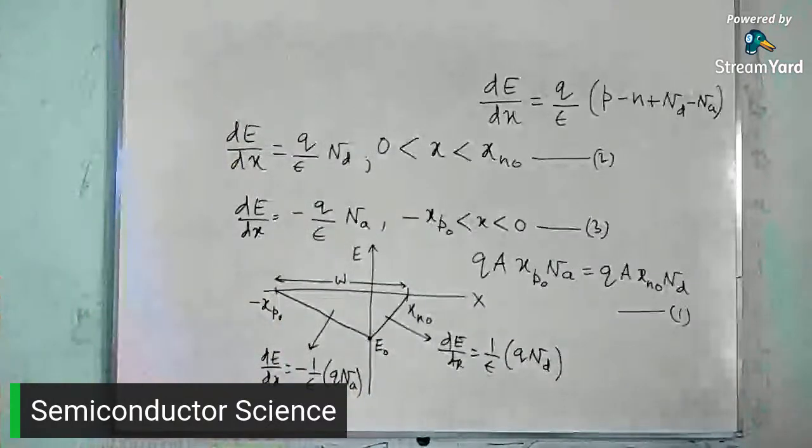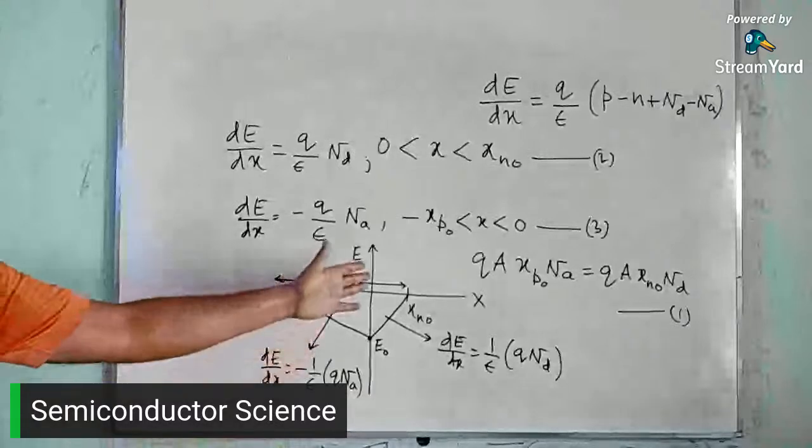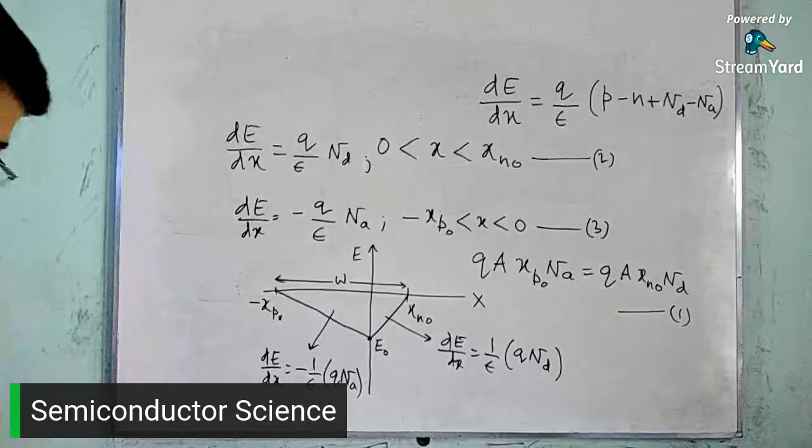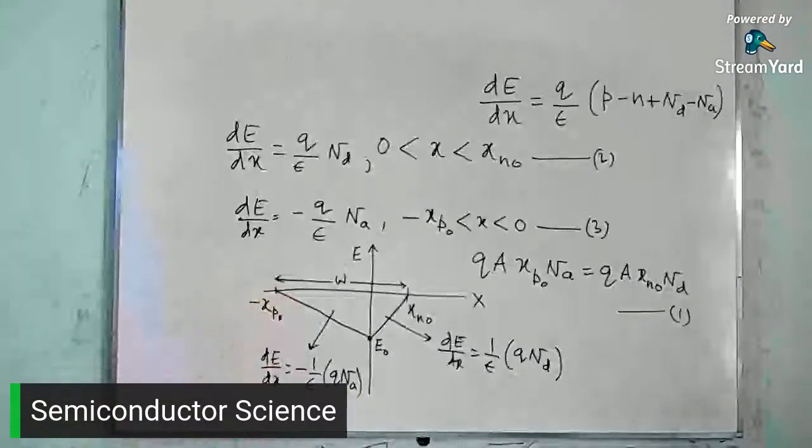So from equations 2 and 3, if we plot E versus x, that is electric field versus distance within the transition region, we find two different slopes, positive on the n side and negative on the p-type side. There is a maximum value of the field, E0, at x equals 0, and E is everywhere negative within the transition region. Okay?